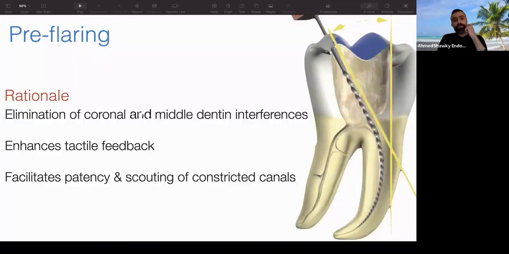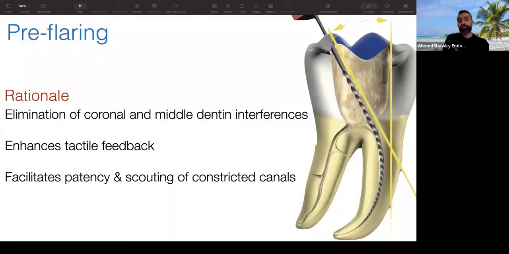Then we go to the pre-flaring. The rationale for pre-flaring is to eliminate that resistance as marked here. If you see my cursor here, there is a triangle at the orifice. This is the pericervical dentine. We need to relieve, not completely remove, of course, because if I completely remove this, this means a bad access cavity. This means decreased fracture resistance of the tooth. So I need just to pre-flare, just reducing the resistance.